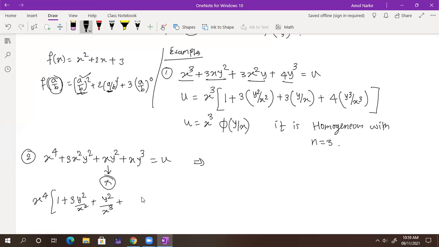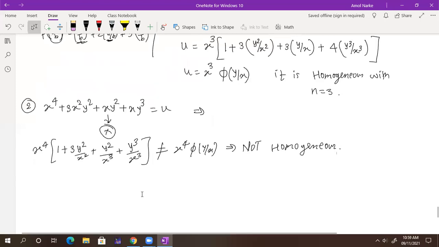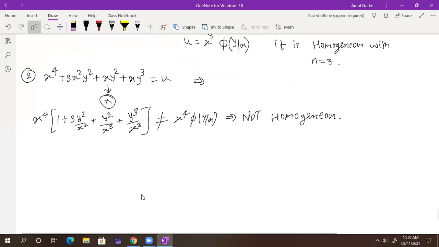Here you can take x raised to 4 common out, so you will be remaining with x cube y cube. But this is not in the form of x raised to 4 into some function of y divided by x. So you can say it is not homogeneous. So if it is not homogeneous, no need to find its degree. Okay.